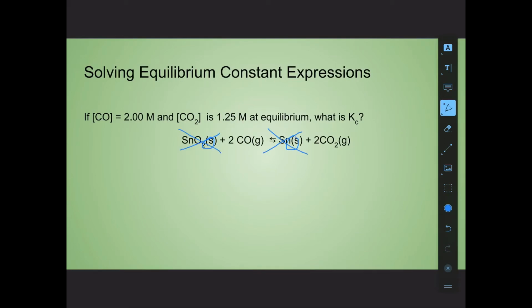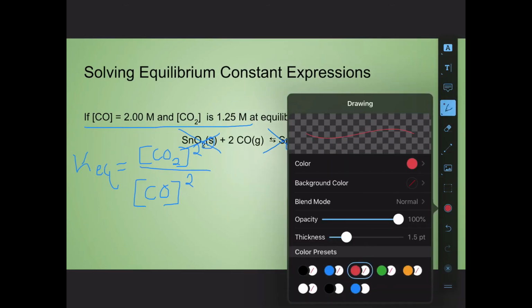We don't need them. Another good hint to that is that I don't give you concentrations for them in the problem up here. But we're going to go ahead. Here's KEQ, the concentration of our product, carbon dioxide, squared over the concentration of carbon monoxide, squared, right there, just like that. That's KEQ. All right, now we're going to plug everything in and solve.